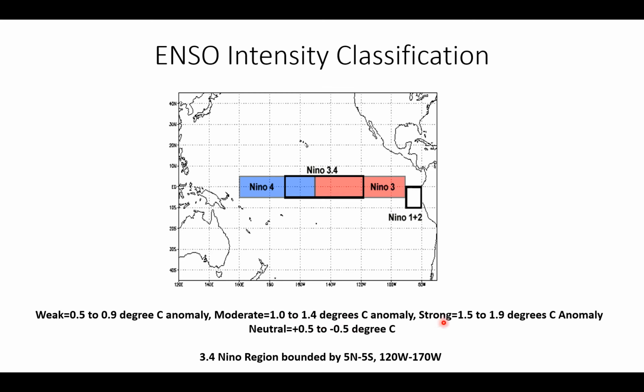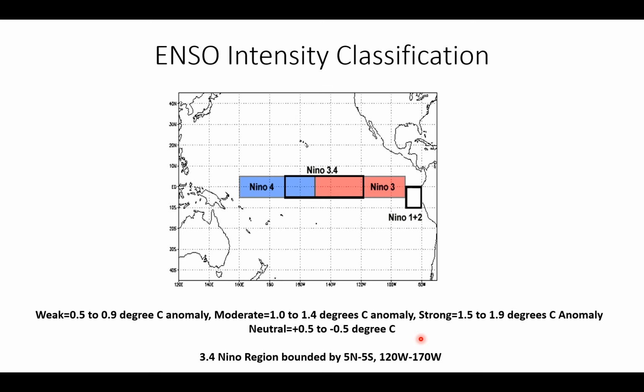And then a strong El Nino or La Nina, that generally indicates the water temperatures in this Nino 3.4 region are running 1.5 to 1.9 degrees Celsius above or below normal. Now, neutral conditions, generally, how do we classify neutral? The water temperatures in the Nino 3.4 region range from positive 0.5 Celsius to negative 0.5 degrees Celsius. That's a neutral type of situation. And notice the 3.4 Nino region is bounded by these latitudes and these longitude bounds.